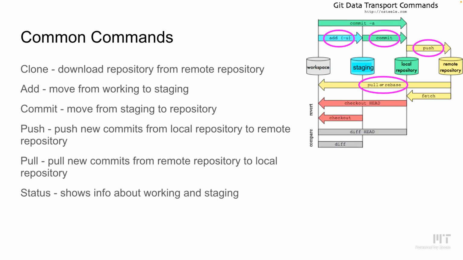And then status just gives you a bunch of info about what's in your staging and what's in your local repository. So for example, if you want to know which files you've changed, and which files are going to be committed when you type in git commit, you can type in git status for that information. And so I am going to demo.